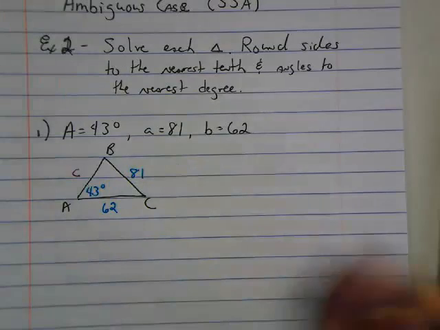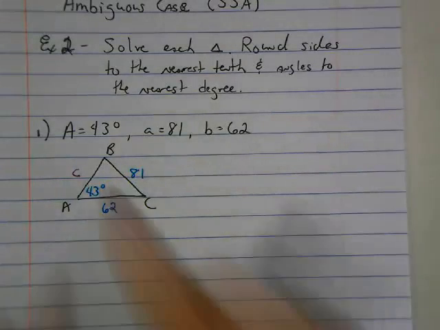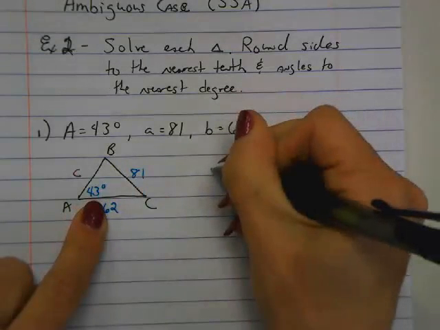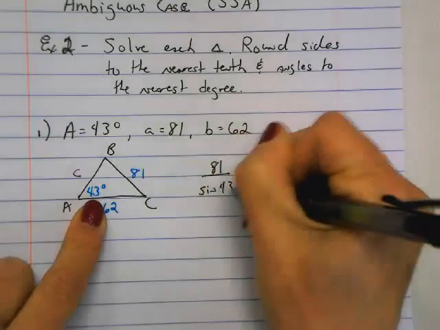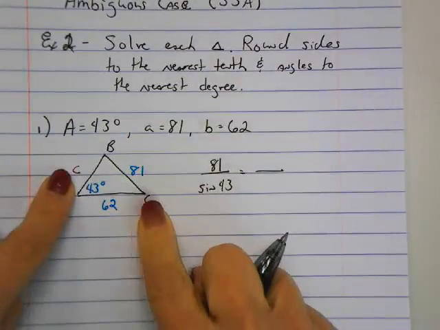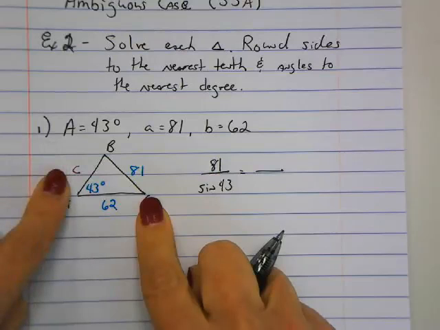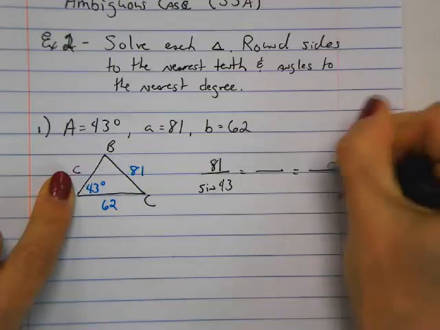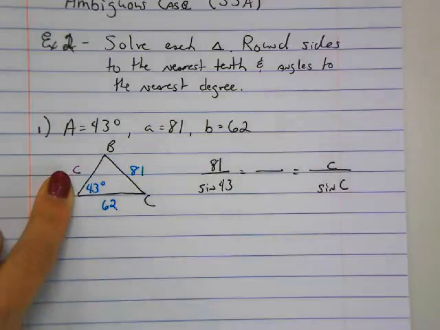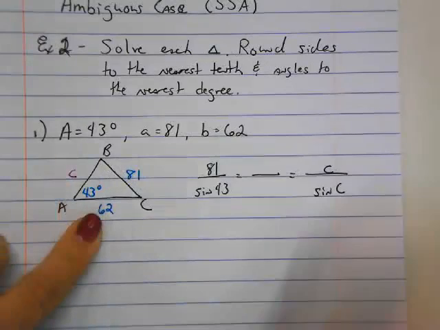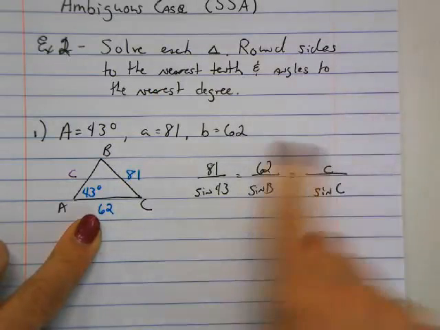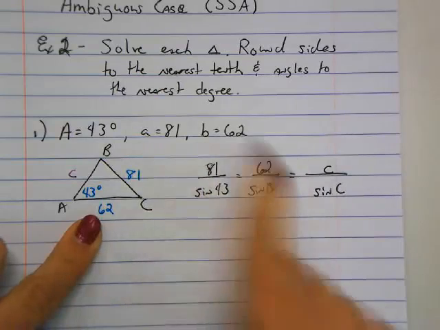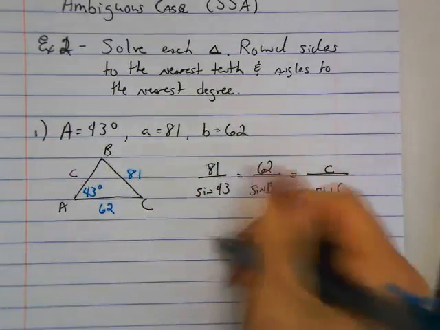So let's start with what we know. We know 81 and the sine of 43. Now, do you agree that this isn't going to help you? You don't know angle C and you don't know side c. So even if you tried to write it, you'd end up with two variables, which is not working. But here I get little b is 62 over the sine of B. So even though I can't do anything with this right now, I can start here.